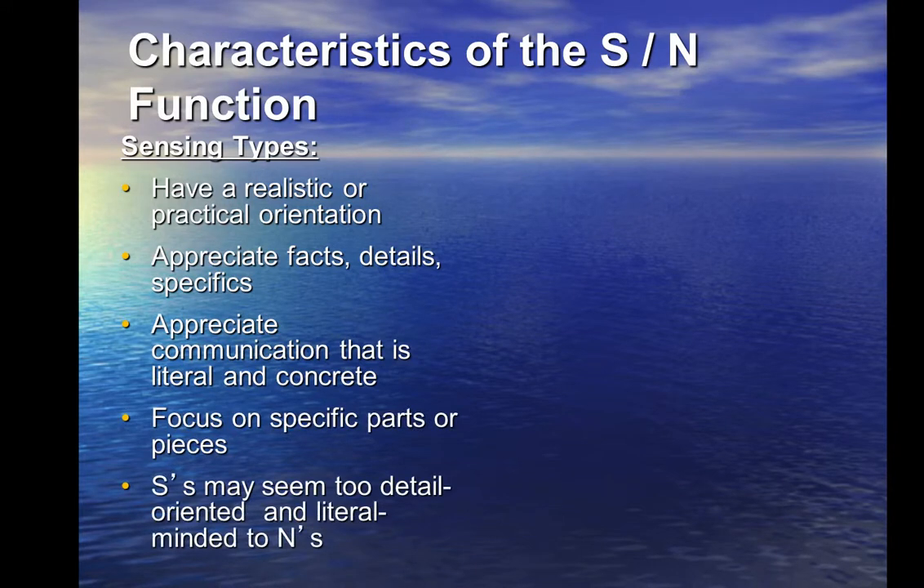Okay, so sensors are very realistic. They are detail-oriented people. So when they process information, they look at the details. They're very realistic. When they process it, they're looking at specific parts or details, and they like communication that's literal and concrete. Now, they may seem really observant, really detailed, and very literal-minded compared to intuitives.